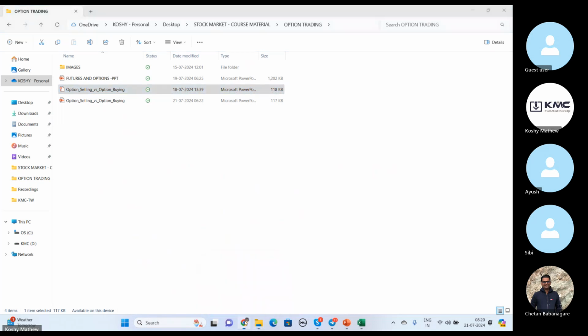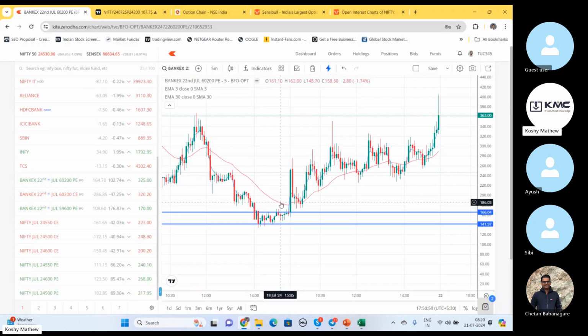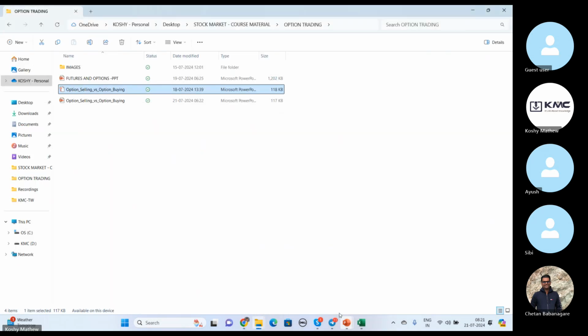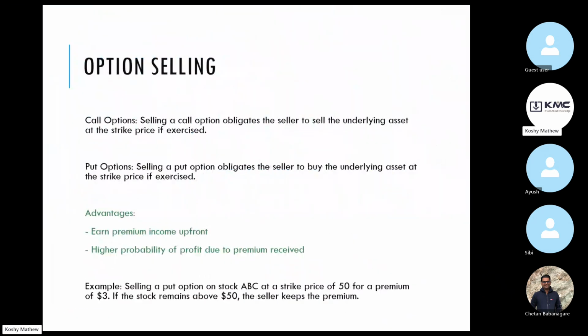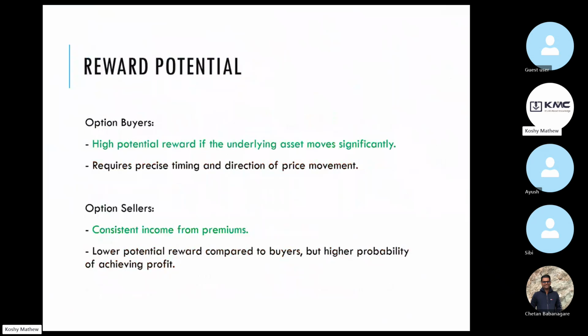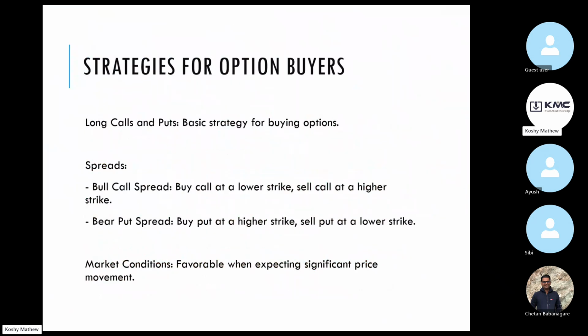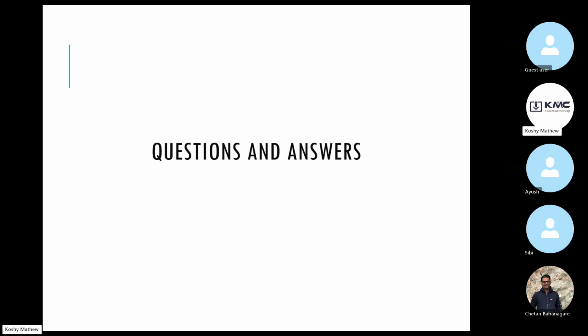And especially for an option buyer, you have to be technically smart. Technically too smart you have to be. For an option seller you don't have to be technically smart, because you're selling far out of the money.